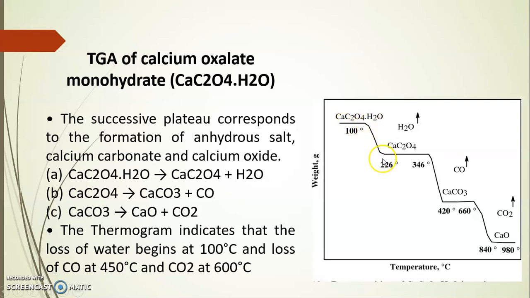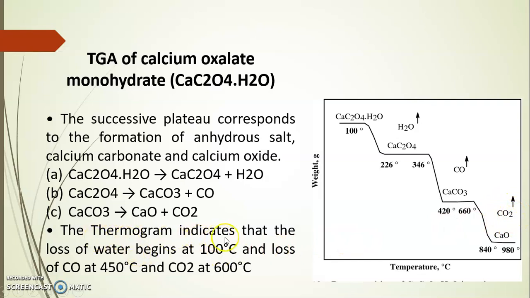After that there is some weight loss, from which water molecules are removed. Then again it is constant, and after 340 degrees Celsius there is again weight loss. Then calcium carbonate is obtained and carbon monoxide is removed, and again it is linear up to 600 degrees Celsius. Then above 600 degrees Celsius calcium oxide is formed and carbon dioxide is removed.